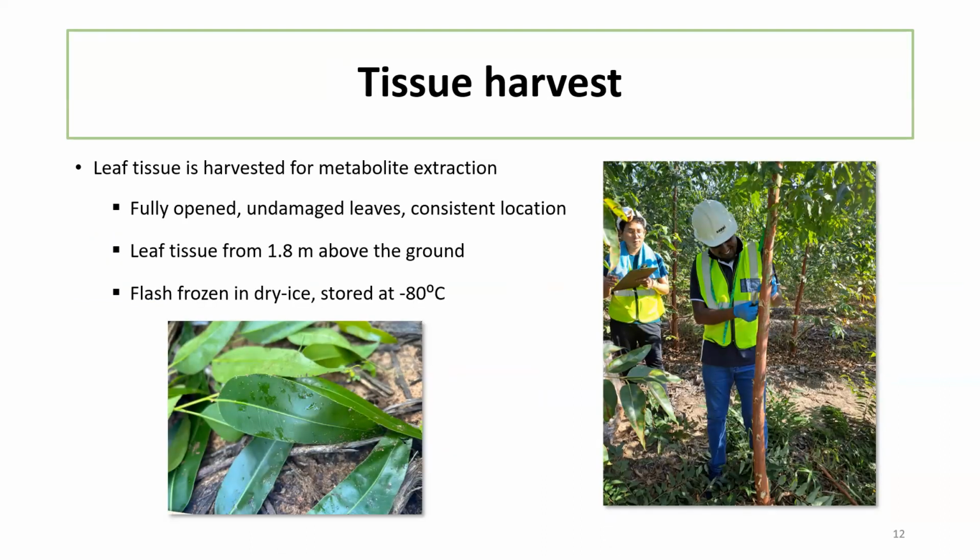So we did tissue harvest from the field trees. We wanted fully open, undamaged leaves at a consistent location on the plant. So it was the north side and 1.8 meters above the ground. We wrapped them in foil and then immediately put them between bricks of dry ice to maintain the metabolic profile. And then later, when we got back to the lab, we could store it at -18.